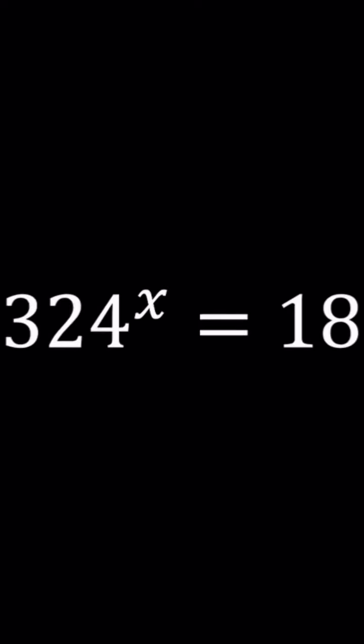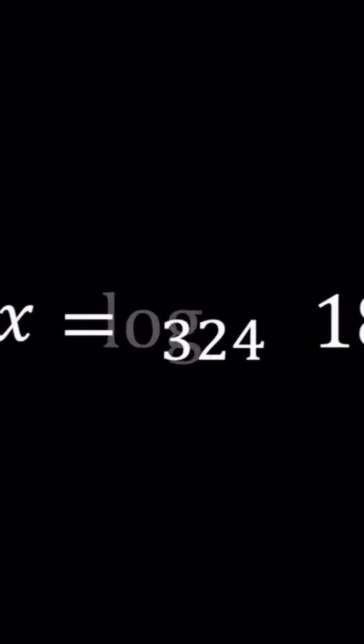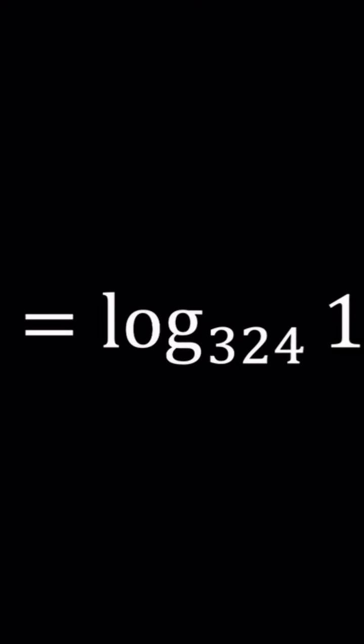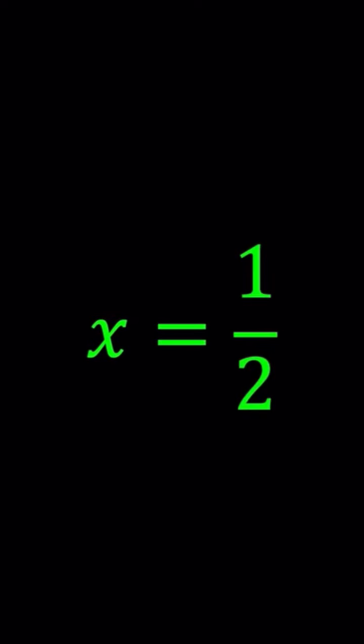Example 2. Solve 324 to the power of x equals 18. Again, take the inverse. X equals log base 324 of 18. This actually works out to 1/2. In other words, 18 is the square root of 324.